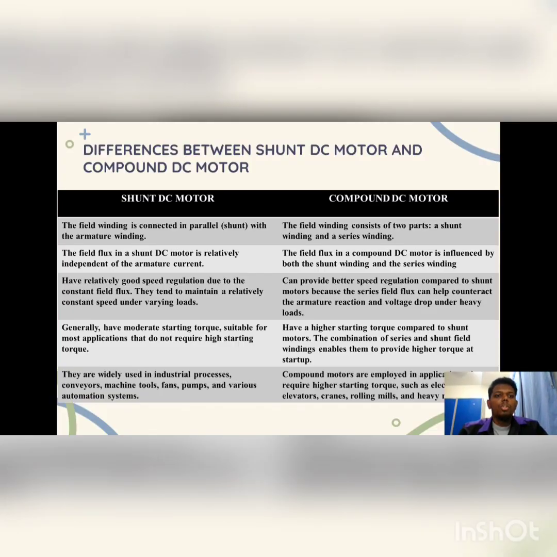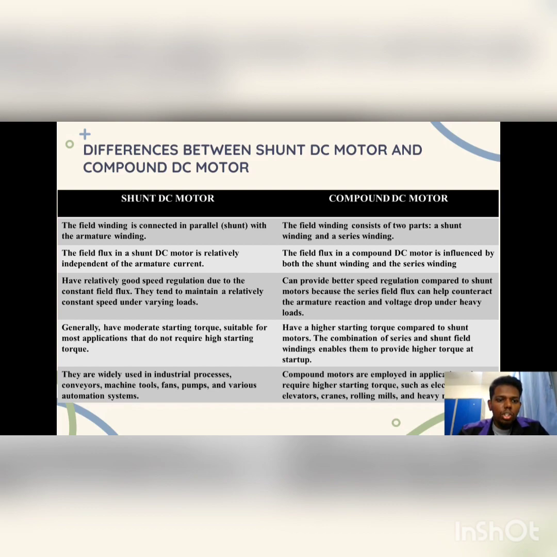Today I am going to talk about the differences between shunt DC motor and compound DC motor. For the shunt DC motor, the field winding is connected in parallel with armature winding. For the compound DC motor, the field winding consists of two parts, a shunt winding and a series winding. For the shunt DC motor, the field flux is relatively independent of the armature current. For the compound DC motor, it's influenced by both the shunt winding and the series winding.